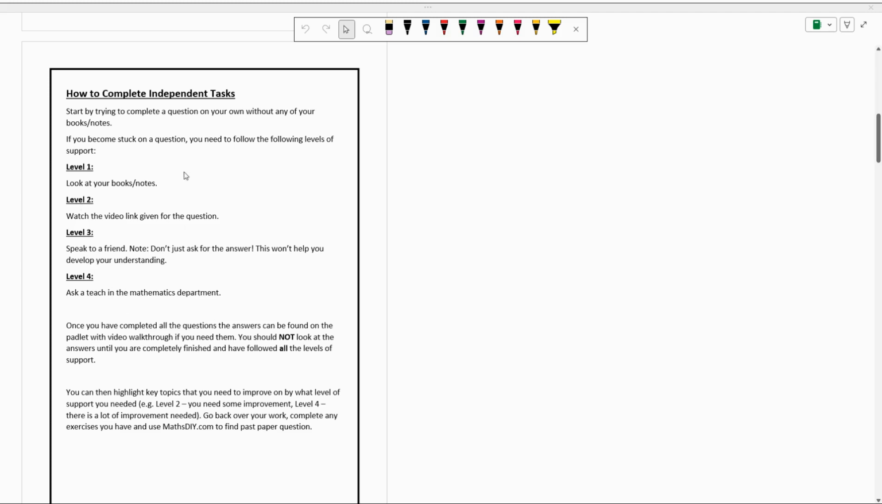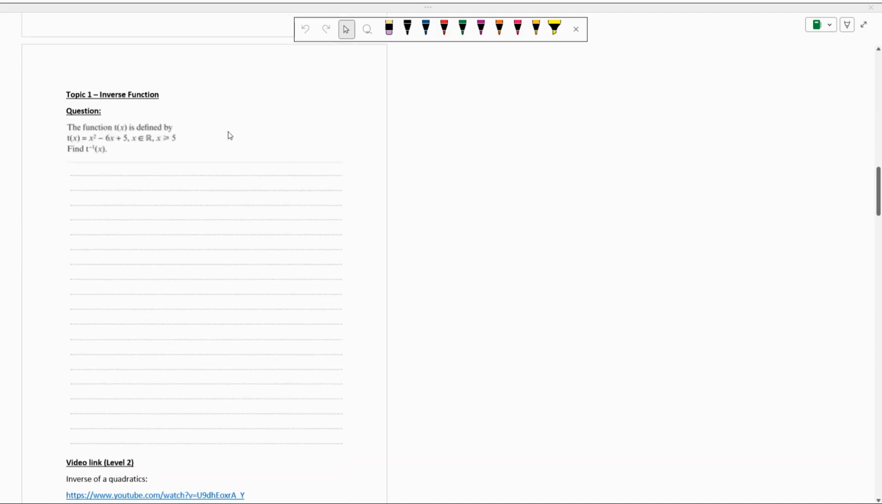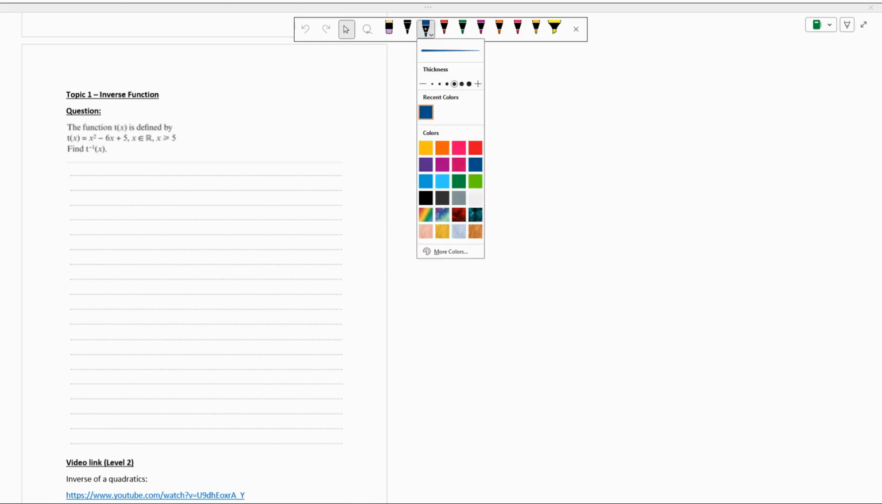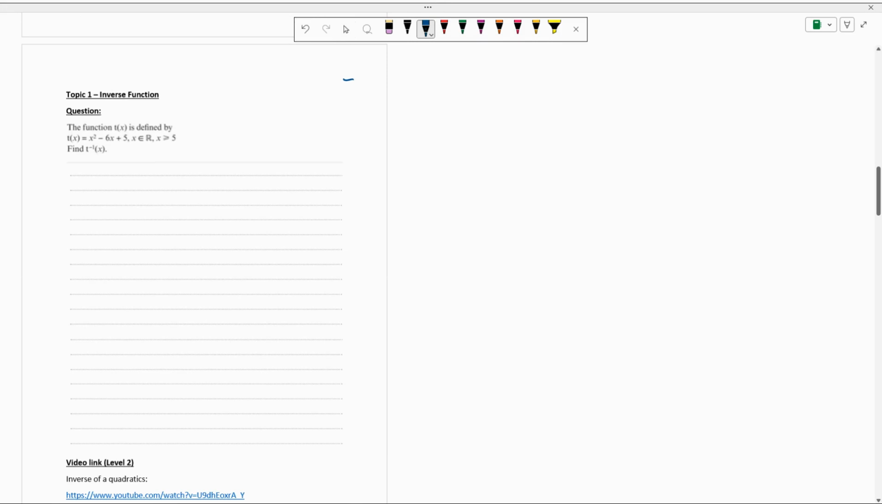Okay, so let's get into the questions. The first one we had was an inverse function. So I've got my function here. The function of t is x squared minus 6x plus 5. Now, looking at this in the first place may not stand out to you as being able to do inverse because it's not a one-to-one function. However, they do have a restricted domain: x is bigger than or equal to 5, which means this is only going to be a one-to-one function for this domain. So if I want to find the inverse, t to the minus 1 has to be the inverse.